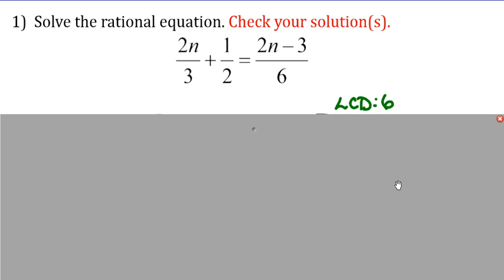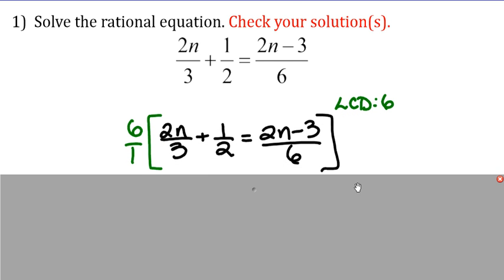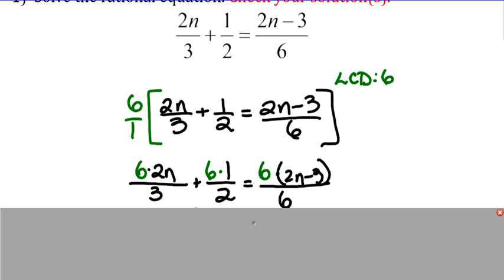Well, think again, rationals, that just means you have things that are being divided, right? So when you're solving, you want to undo the equation to get the variable by itself. So we want to undo the division. So how do you undo division? You multiply. So we're going to take what the common denominator should be and multiply it by every piece in our equation. So remember, we're multiplying every piece in our equation.